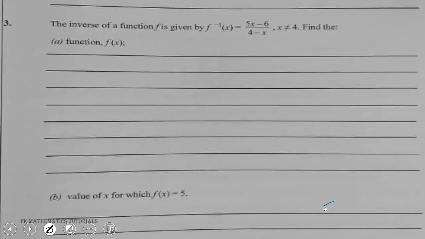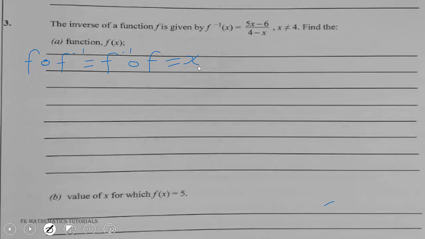The inverse of a function f is given by f inverse of x equals 5x minus 6 over 4 minus x, where x is not equal to 4. Find the function f of x. So we have so many ways you can go about it. One way I like going about this type of question is that I use the property f composed with f inverse equals f inverse composed with f, which is equal to x.